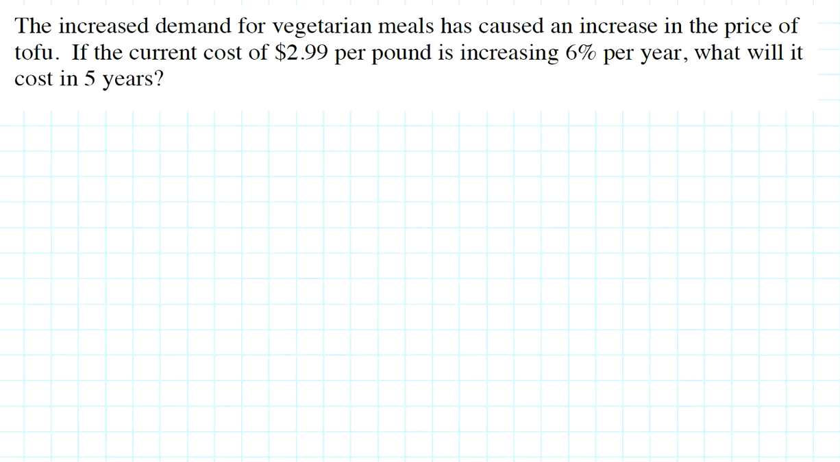Question 64 makes a truth claim that I am completely unable to verify. So I'm just going to work with the premise that they're giving me here, and not comment on whether or not I can empirically demonstrate this or not. I mean, it could just be that the cost of soybeans are higher for some reason. But they're making this claim that the increased demand for vegetarian meals has caused an increase in the price of tofu.